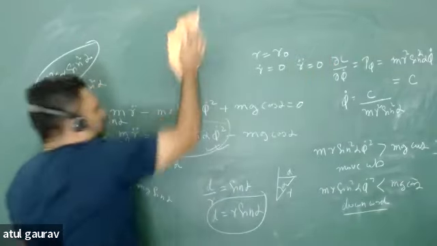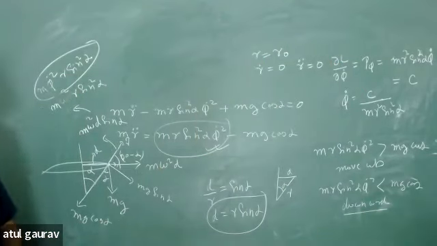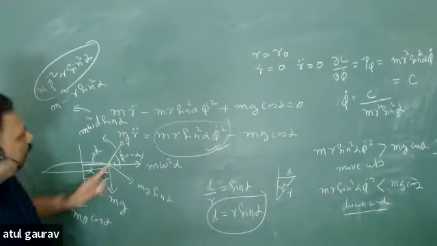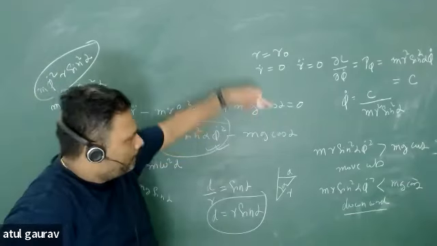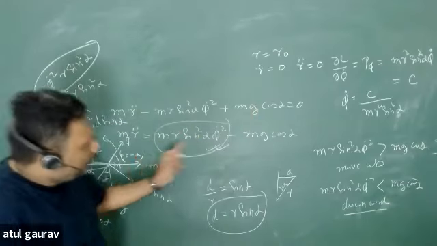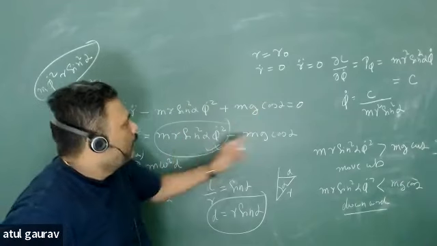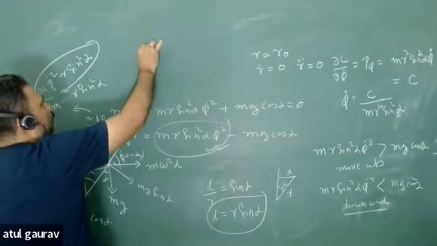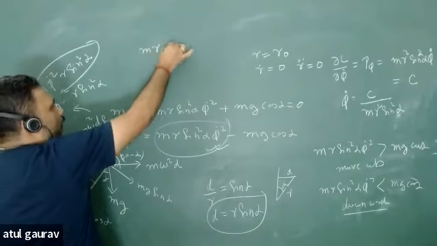Sir, at that point, both these forces should be equal. Equal, exactly. This force is trying to take it upward. This force is trying to take it downward. There may be a condition that these two things will be the same. So you have the condition M R is equal to R naught.